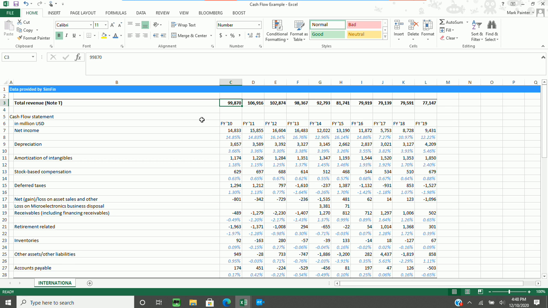So to start off today, as we go through the cash flow statement, one of the things that we added, which is a little bit different than previous videos, was this line item right here, which is total revenue. So we took this number from the income statement in order to do the common size cash flow statement.